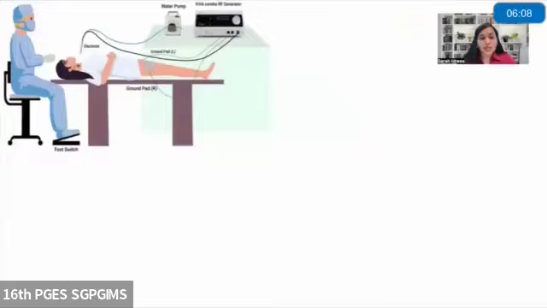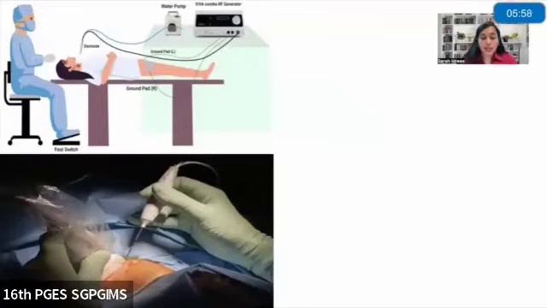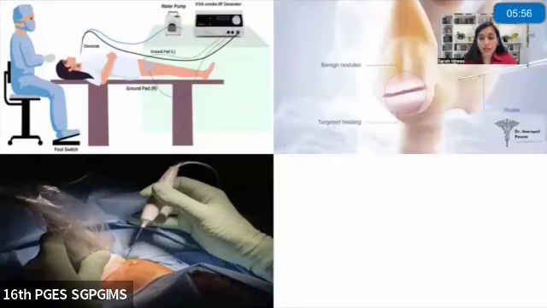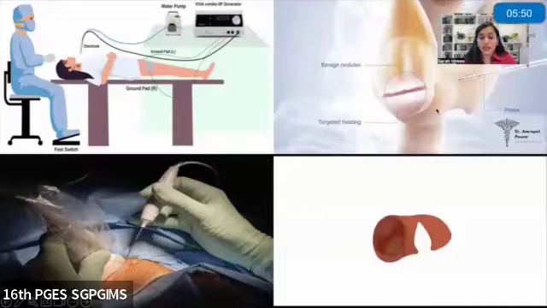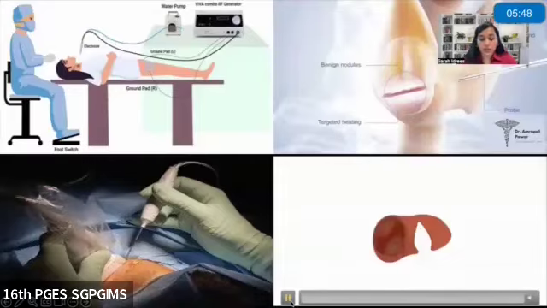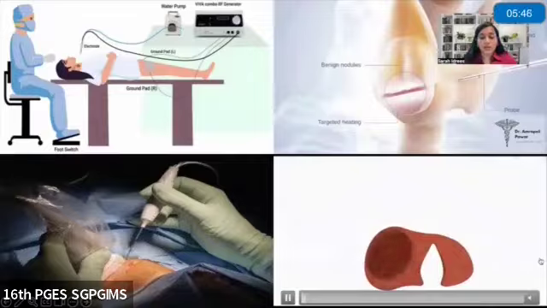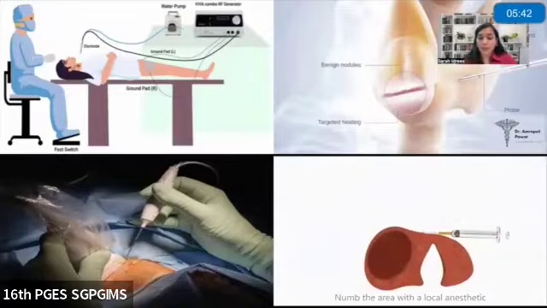Coming to the procedure, the patient lies supine on the table with the generator on the side and a grounding pad attached to the thigh or the calf, and the surgeon uses the electrode under ultrasound guidance, inserts it into the thyroid trans-isthmically, as is seen in this picture, and starts the ablation of the thyroid nodule after doing a hydrodissection with lignocaine or saline.